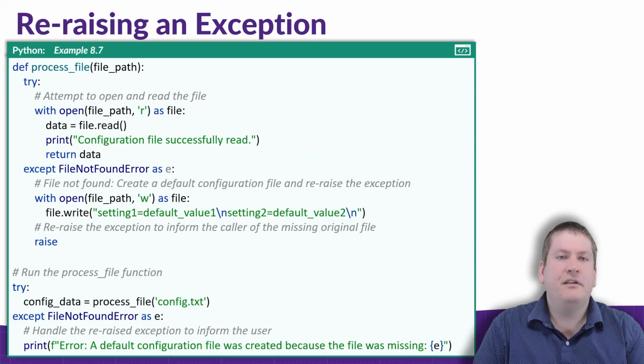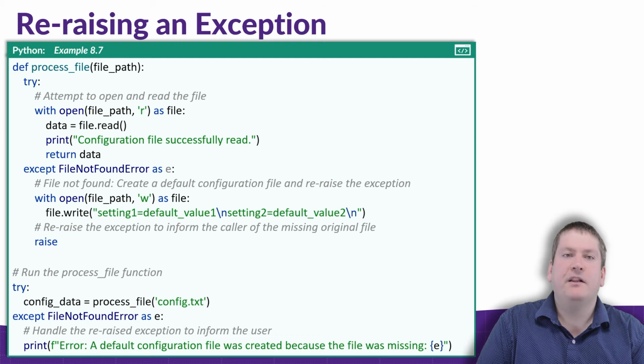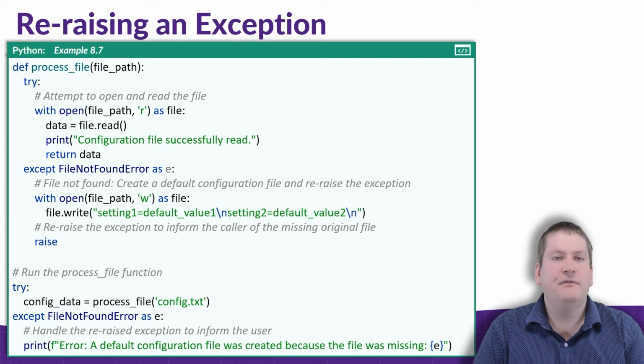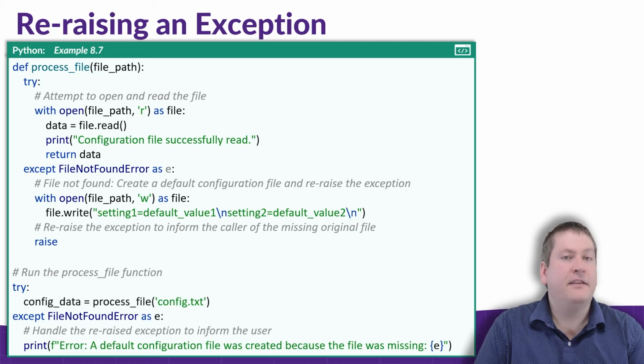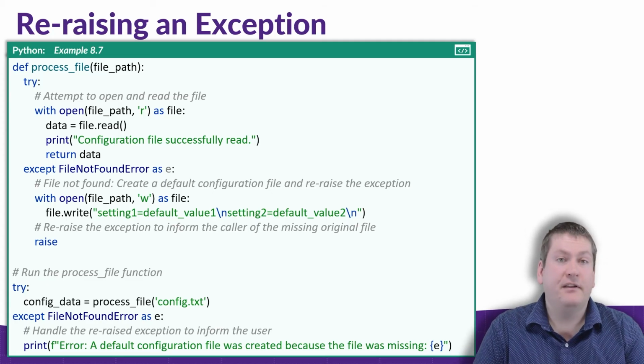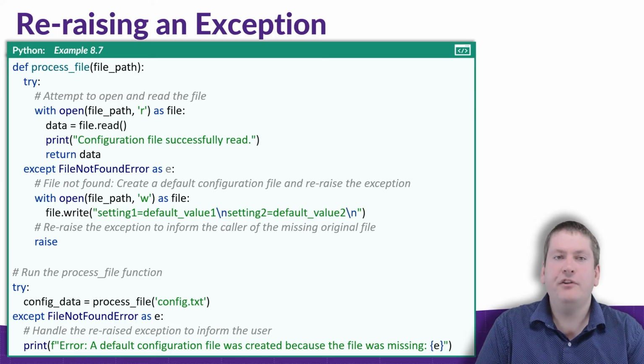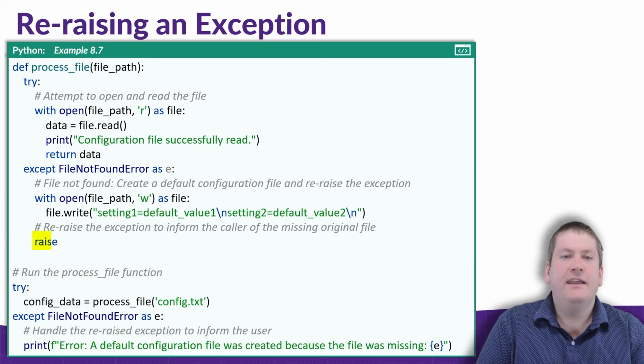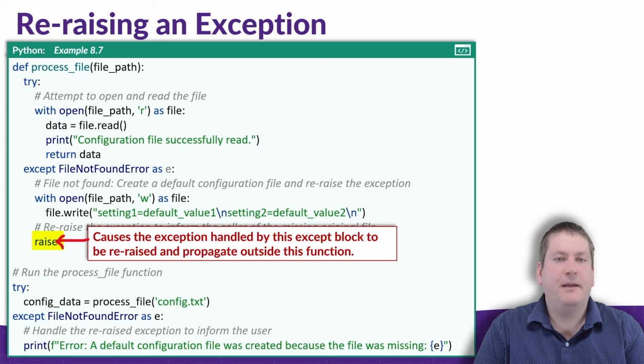What this example does is it tries to process a configuration file. If the file exists, it simply reads the configuration file and returns the data in that file. Now, what's more interesting in this case is if the file does not exist. In that case, it handles the exception by using a try except block and looking for a FileNotFoundError, and then it creates a default configuration file. So it'll create the file, and it will fill it with some default settings. And then the key thing here is we re-raise the exception.